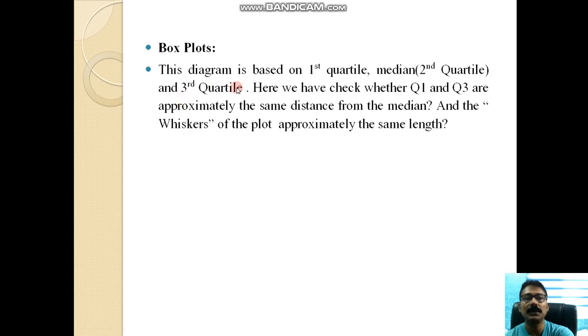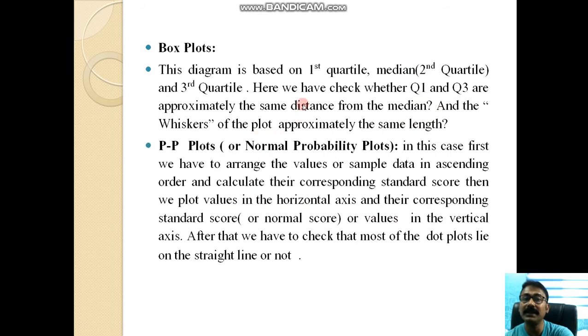So, box plot. In this diagram we need the first quartile, second quartile, that is the median, and third quartile, and we have to check whether the first quartile and third quartile are approximately the same distance from the median, that means median to first quartile, median to third quartile, etc. And the whiskers, that means the straight lines above the box and below the box, are approximately the same length. We have to check this. If they are more or less the same, we can say that the sample data has approximately been taken from a normally distributed population.